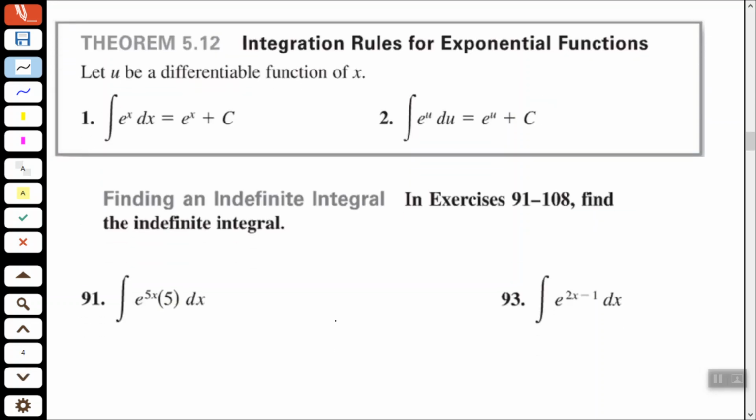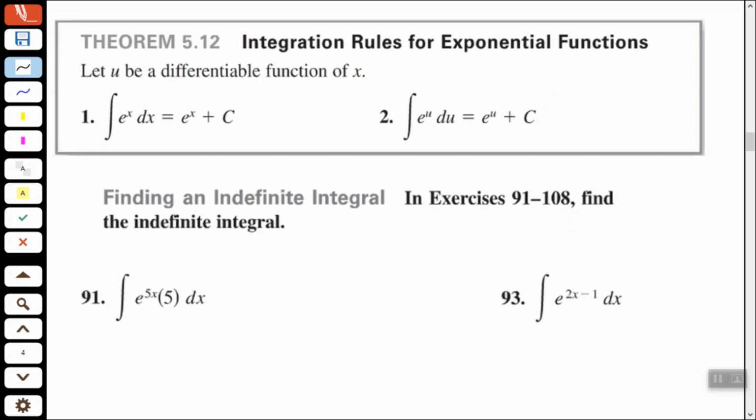What about integration? Integration rules for exponential functions. Let u be a differentiable function of x. The integration of e to the x dx is equal to e to the x plus c, or the integration of e to the u du is equal to e to the u plus c.